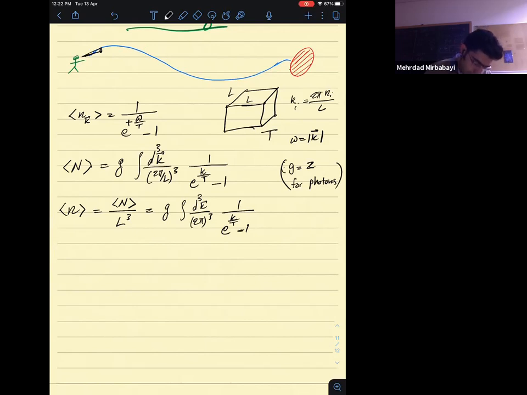Now, similarly, if we want to measure the energy density, then the energy of each photon is h bar times omega. In natural units, h bar is 1, omega is k, so that would be the same integral, except there is an extra factor of k or omega.